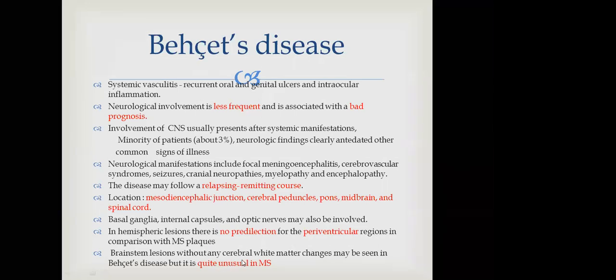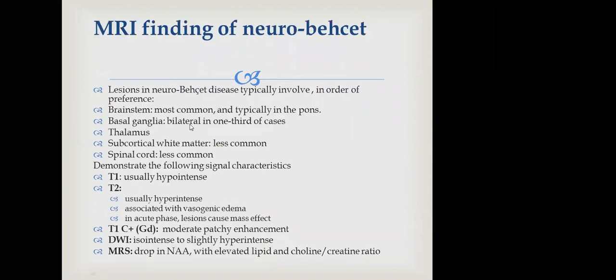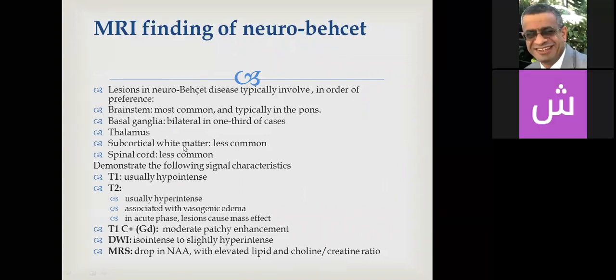In the hemispheric region, there is no predilection for the periventricular region compared to multiple sclerosis. Brainstem lesions without any cerebral white matter change may be seen in Behçet disease, which is quite unusual in multiple sclerosis. The lesions of neuro-Behçet disease typically involve, in order of prevalence, the brainstem, most common and typical for the pons. The basal ganglia are involved bilaterally in one third of the cases. Thalamus and subcortical white matter are less common. Spinal cord is less common than in multiple sclerosis.